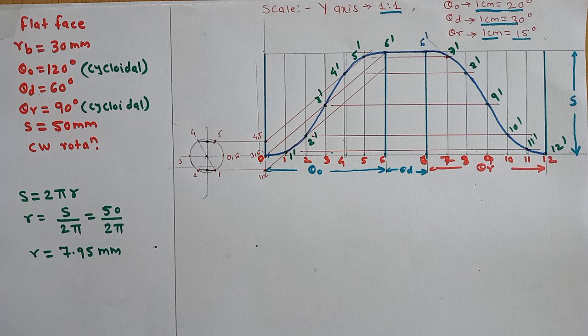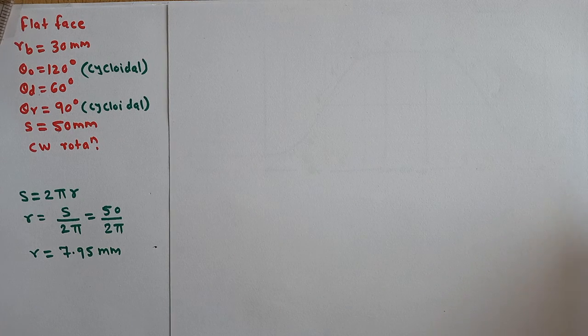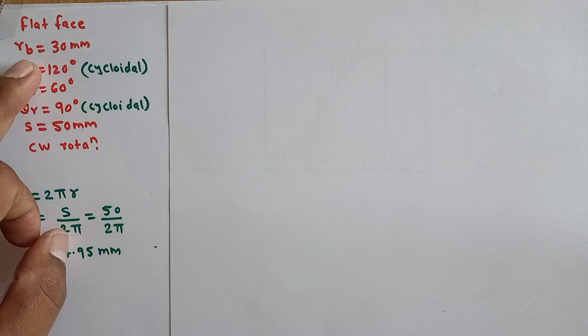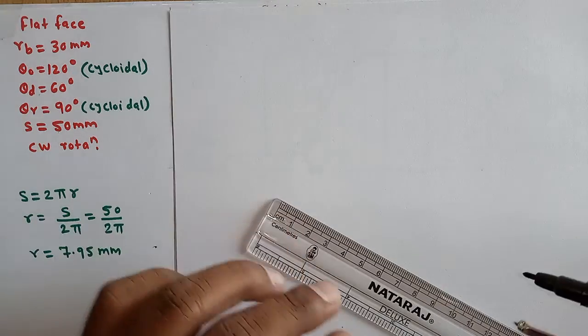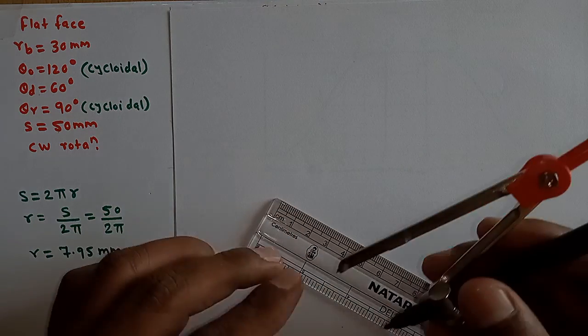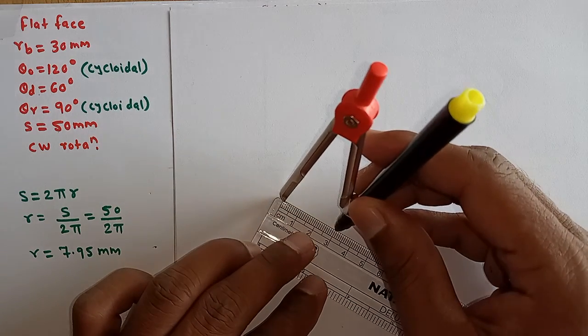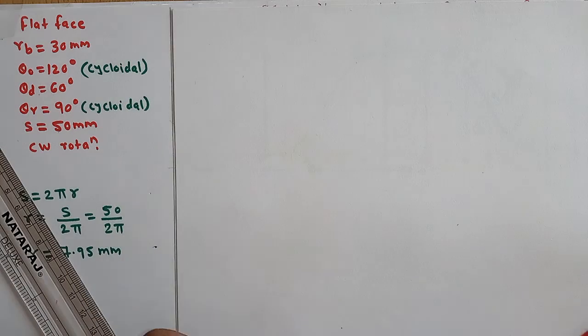So this is the displacement diagram of the follower during outstroke and return stroke when it is moving with cycloidal motion. Now in the next step we will draw the cam profile. So the first step in drawing the cam profile is to draw the base circle. The radius of base circle is given as 30 millimeters. So we'll take a distance of 30 millimeters in compass and draw the base circle.